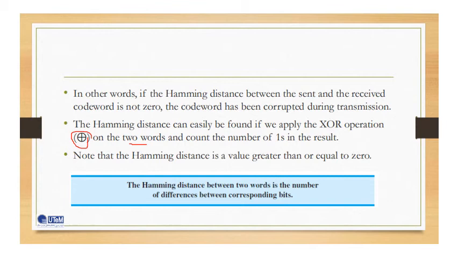Count the number of ones in the result. Okay, so it will be equal. Either you identify the difference, or you use XOR operation and you count the number of 1s in the result, and that identifies the Hamming distance.